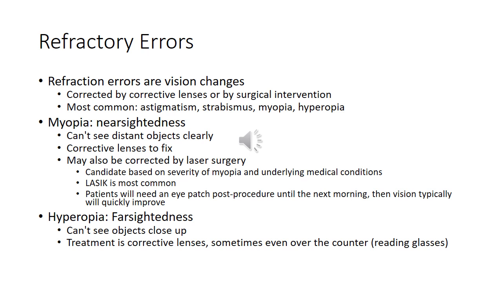Refractive errors. Refractive errors are visual changes. These are corrected by corrective lenses or surgical intervention. Most common are astigmatism, strabismus, myopia, and hyperopia. Myopia is nearsightedness, and that's when you can't see distant objects clearly. Corrective lenses can fix this. It may also be corrected by laser surgery. Candidates are chosen based on the severity of the myopia and underlying medical conditions.